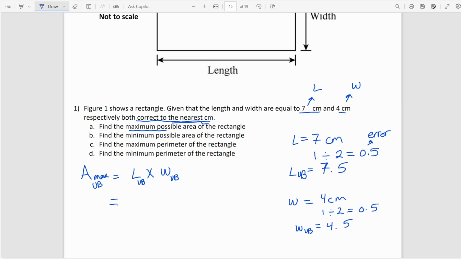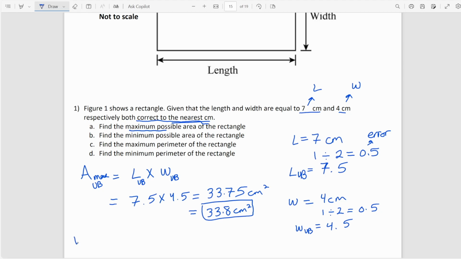So now we can go ahead and substitute. So 7.5 times 4.5, and you can just plug this into the calculator and we get 33.75 centimeters squared. Rounded to 3 significant figures, this is 33.8. So this is the answer. This is the maximum area of the rectangle, the maximum possible.